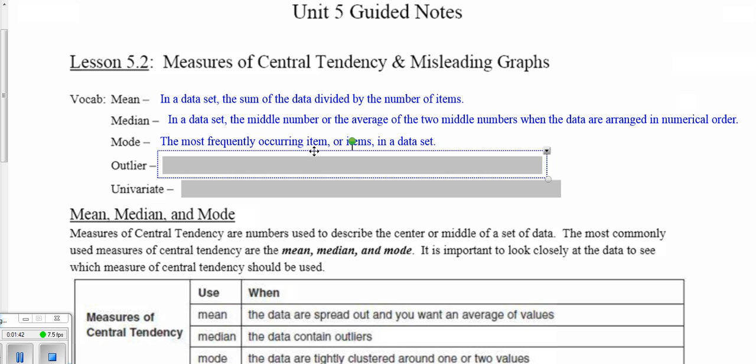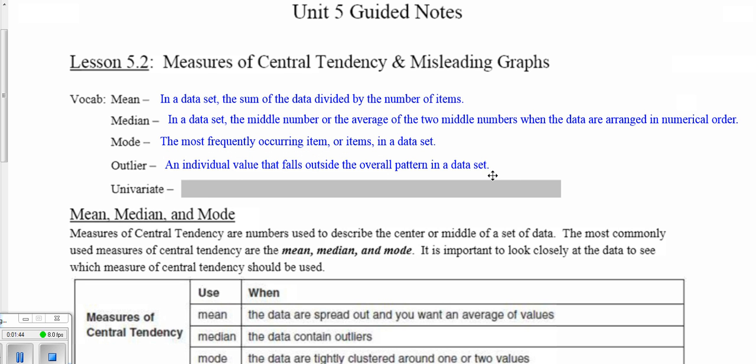An outlier. An outlier is an individual value that falls outside the overall pattern in a data set. So let's say we had a bunch of numbers like 3, 4, 7, 2, 5, 6, then all of a sudden 120. Well, it seems like all of the other ones were pretty small numbers, like less than 10, and then all of a sudden we had a 120. So even though it's just one number, it's way outside of the rest of the other ones. It falls outside of that pattern. That would be what's called an outlier.